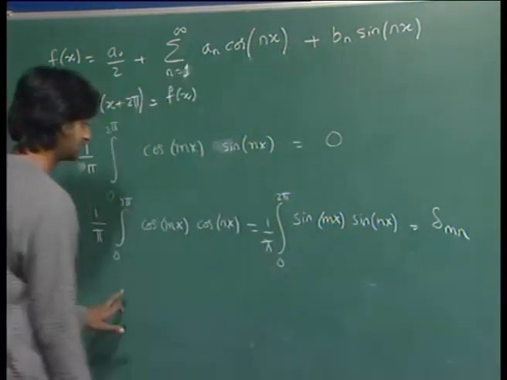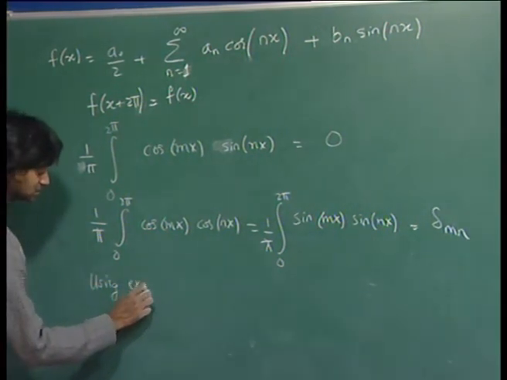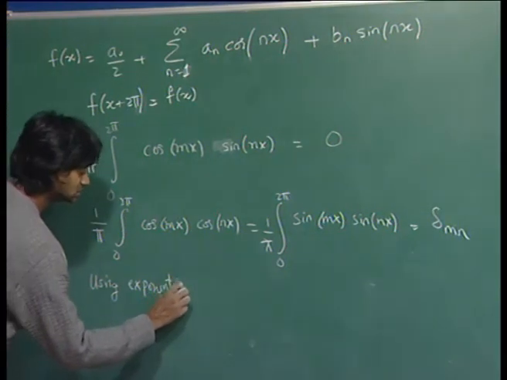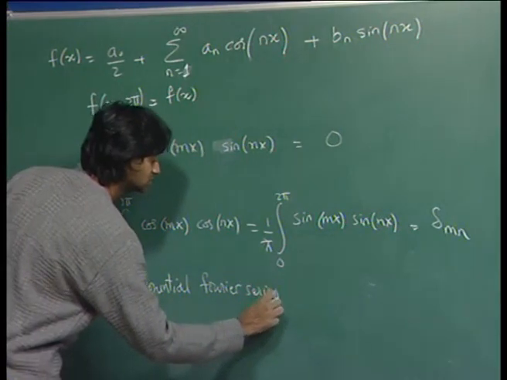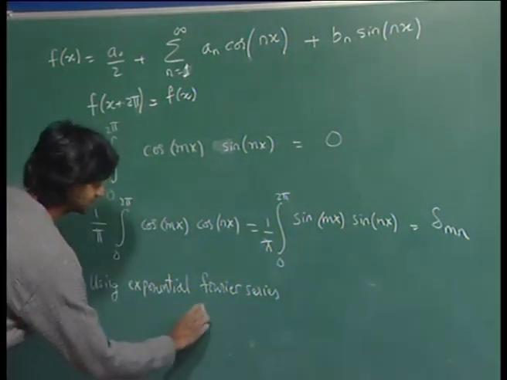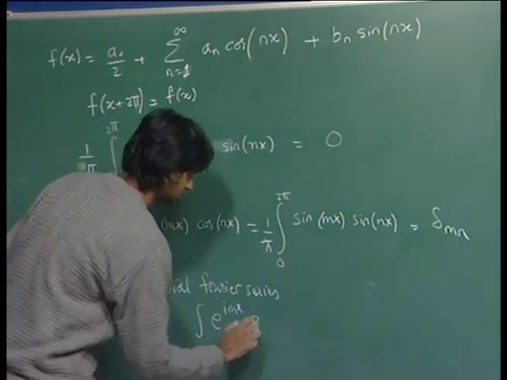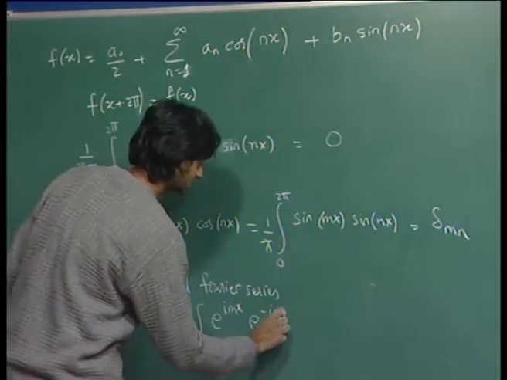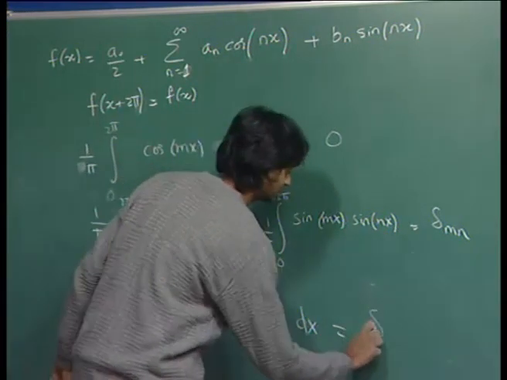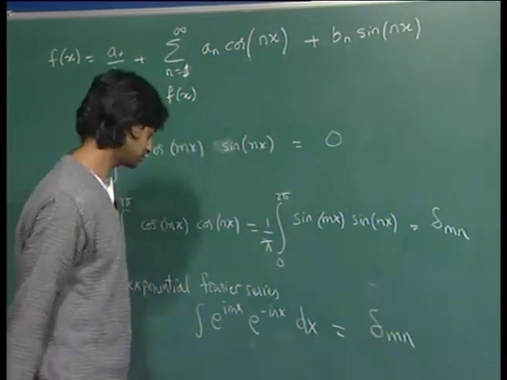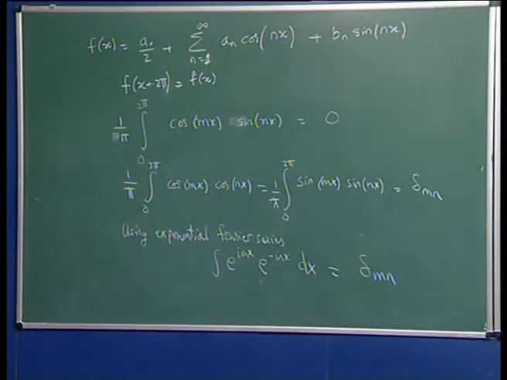If you do the exponential, using the exponential relation for the Fourier series, the orthogonality relation becomes the integral of e to the i mx times e to the minus i nx dx. This is equal to delta mn. It has to be, with another factor of 1 by 2 pi.